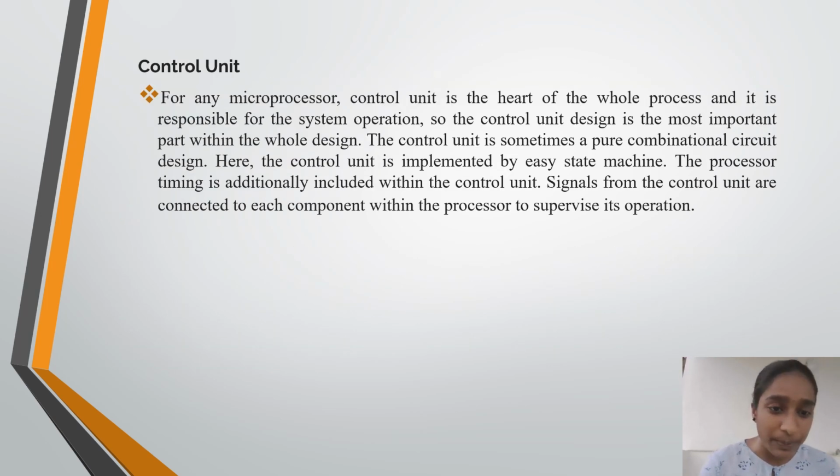Next, the control unit. For any microprocessor, the control unit is the heart of the whole processor, and it is responsible for the system operation. So, the control unit design is the most important part within the whole design. The control unit is sometimes a pure combinational circuit design. Here, the control unit is implemented by a simple state machine. Processor timing is additionally included within the control unit. Signals from the control unit are connected to each component within the processor to control its operation.